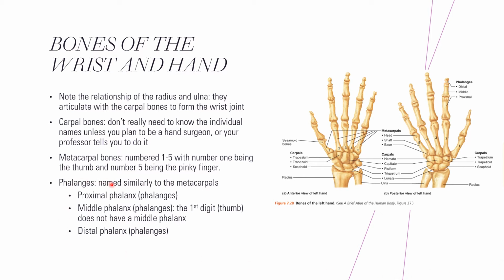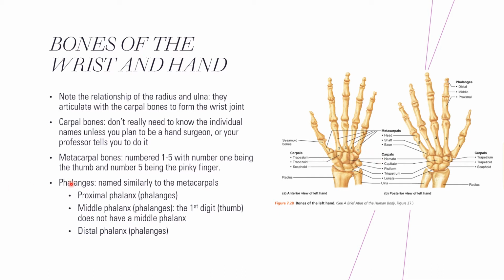Now the phalanges, actually before we talk about phalanges, let's talk about the metacarpals. So the metacarpal bones are numbered 1 through 5, with number 1 being the thumb and number 5 being the pinky finger. So you got your first, second, third, fourth, fifth metacarpal. And it's kind of nice of them that they even wrote the numbers down for you.